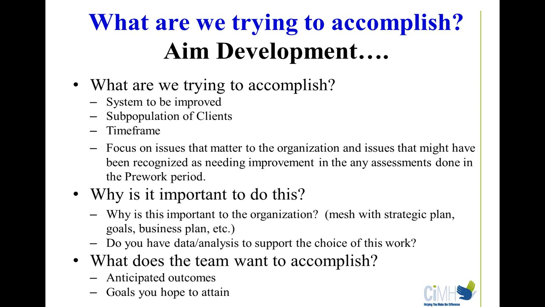What are we trying to accomplish? So this gets to the brass tacks. What system are we aiming to improve? What subpopulation of clients? What time frame? What issues matter at this point to the organization and should come into play in terms of the kind of improvement activities that we're going to take on? Why is it important to do this? Especially in a time like today, there are many things driving us to make improvements, and it's very important at the beginning to be clear about where that drive is coming from. What makes this particular improvement project important and to this organization? Do we have any data or analysis to support why this is important?